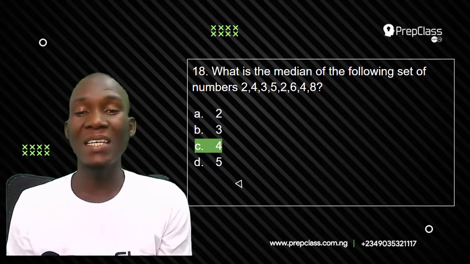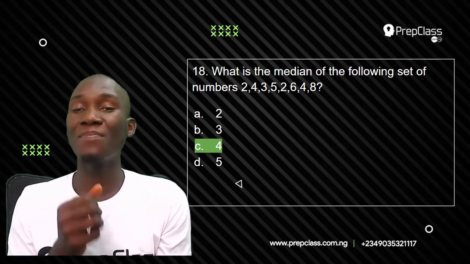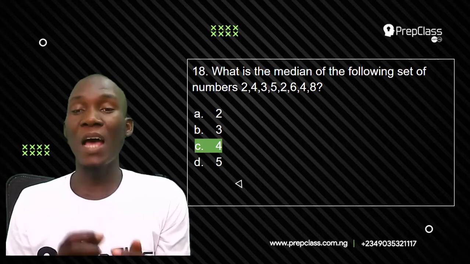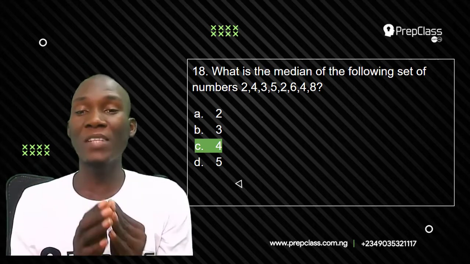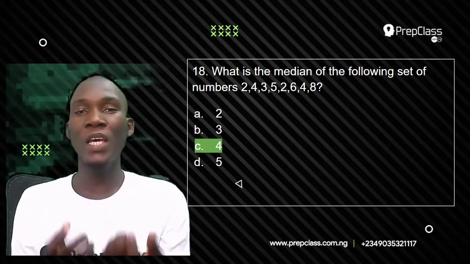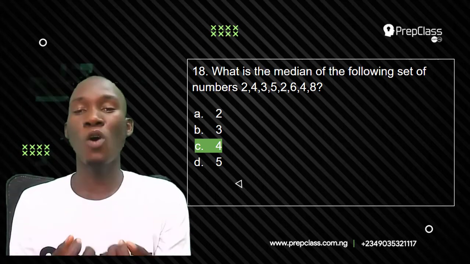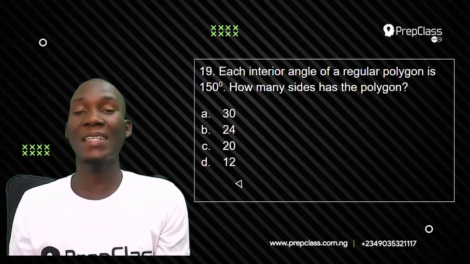The median is 4. Remember, before we were able to solve this question, we had to find the meaning of the word median. So that means you need to get yourself used to certain words. Some parts of mathematics do not need you to calculate. Just knowing the meaning of the word, you'll be able to identify and solve the question. So let's move to the next question, question number 19.